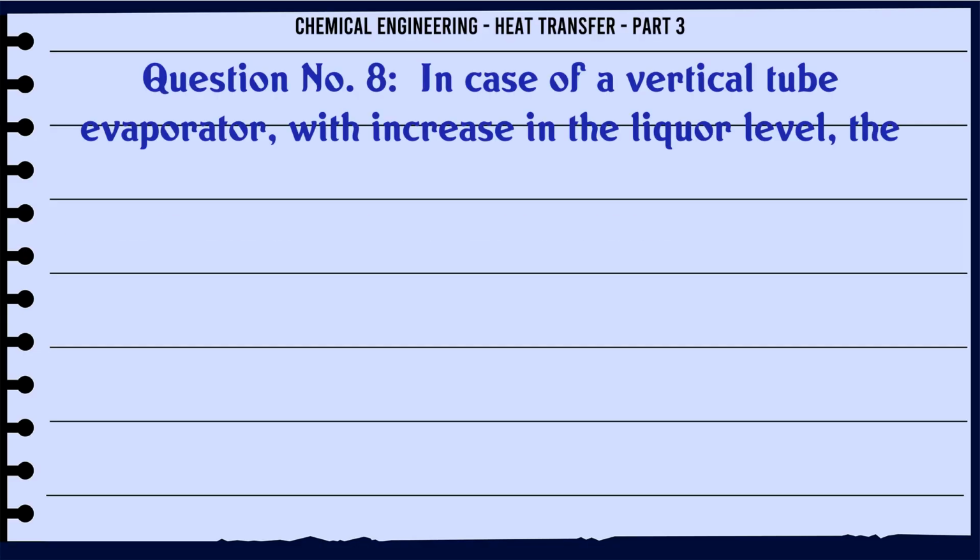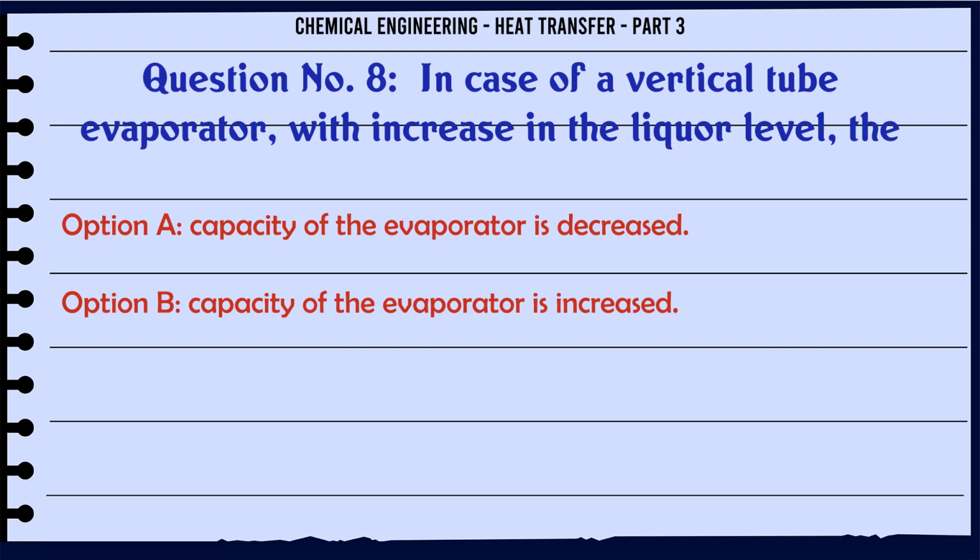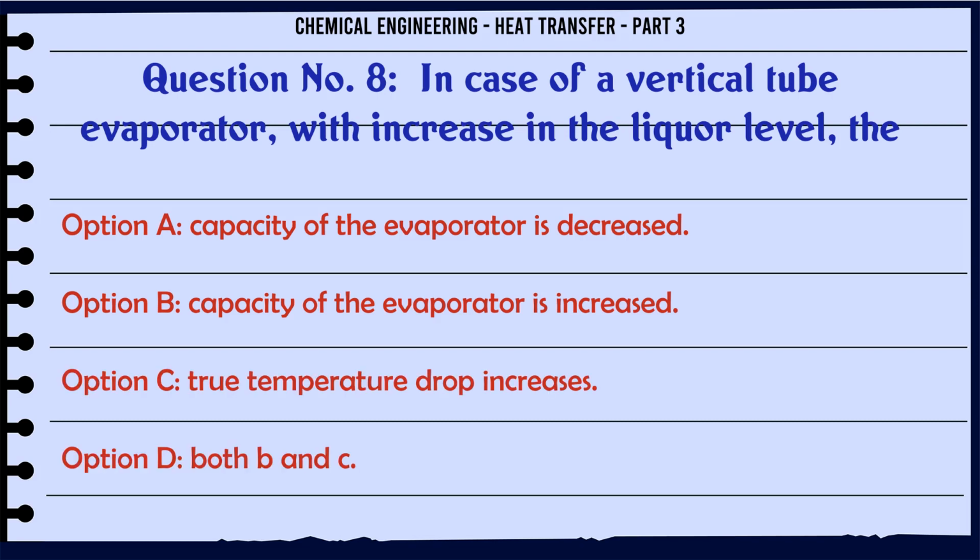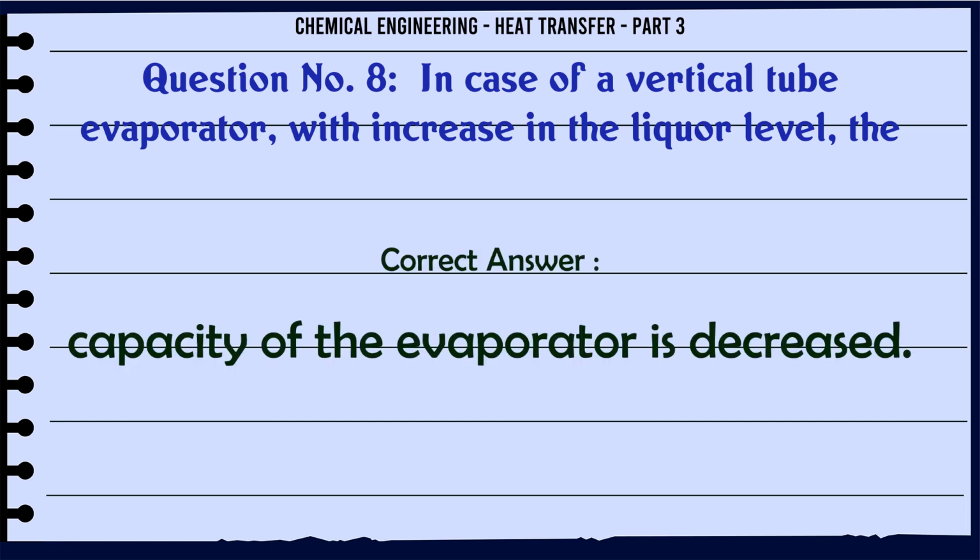In case of a vertical tube evaporator, with increase in the liquor level, the A. capacity of the evaporator is decreased, B. capacity of the evaporator is increased, C. true temperature drop increases, D. both B and C. The correct answer is capacity of the evaporator is decreased.